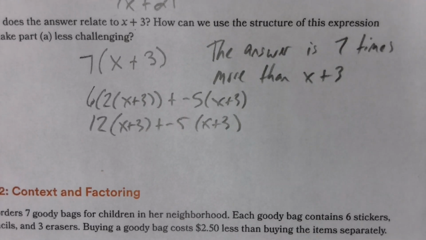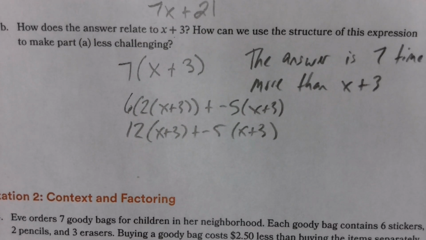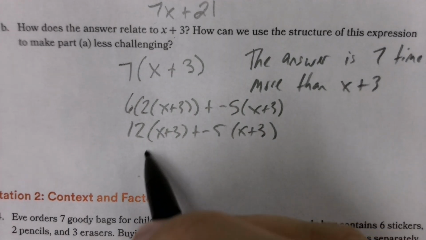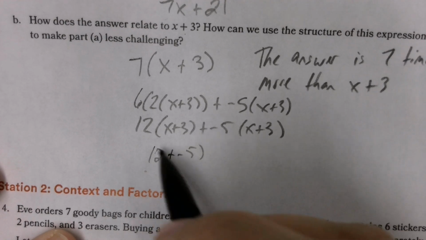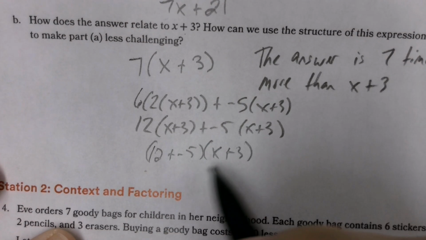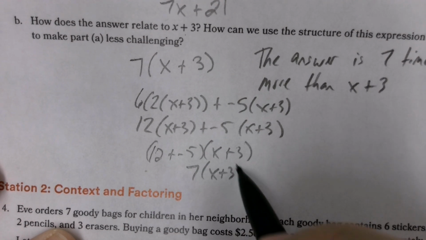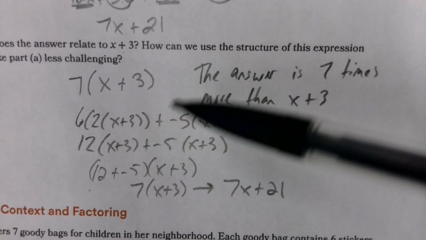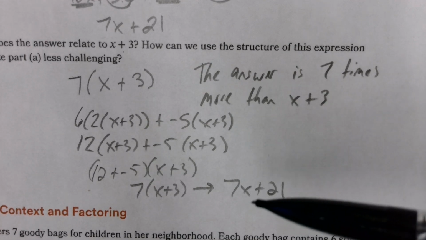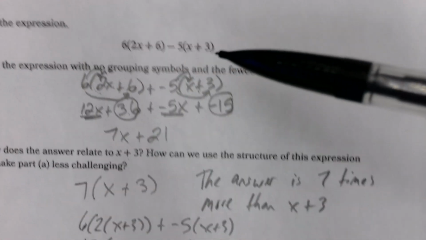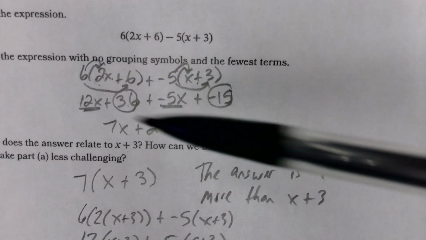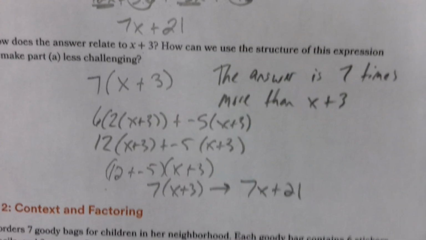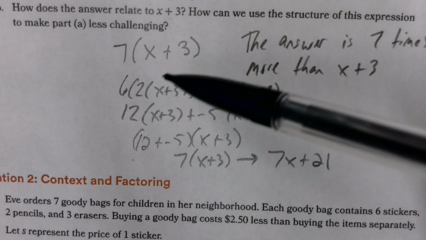Now, I'm not saying everyone has to do this. It's just asking us, how can we make this less challenging? Then we could take the 12 plus negative 5. And we have that 7 times x plus 3, which gives us the 7x plus 21. This is supposed to make this less challenging. I feel like, however, just distributing and combining your like terms is probably the easiest way to go about this. This is just showing you another way to do it.